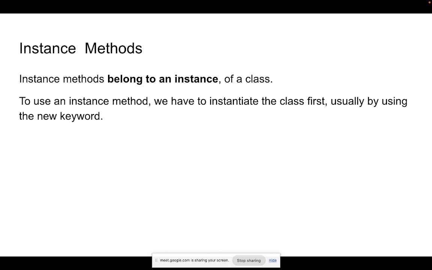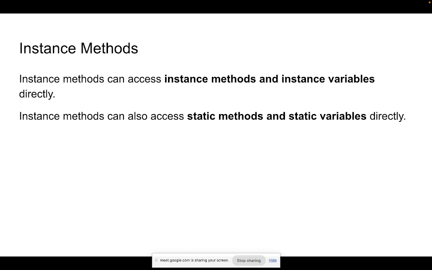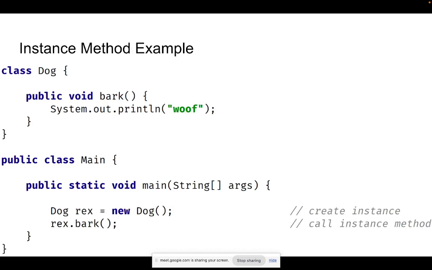Instance methods are the methods where you can use instance variables. Almost all the methods we have seen so far are instance methods. You can access static methods and static variables from them, but vice versa is not possible. Here, for the class Dog we have a function called bark. To access this bark, I have to create a variable called rex and call the bark function using that rex object.